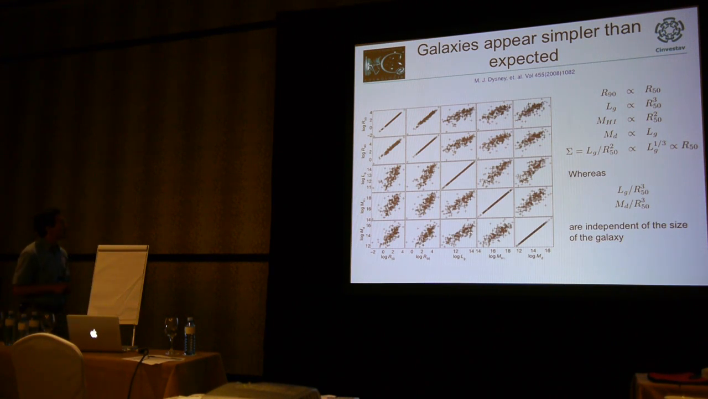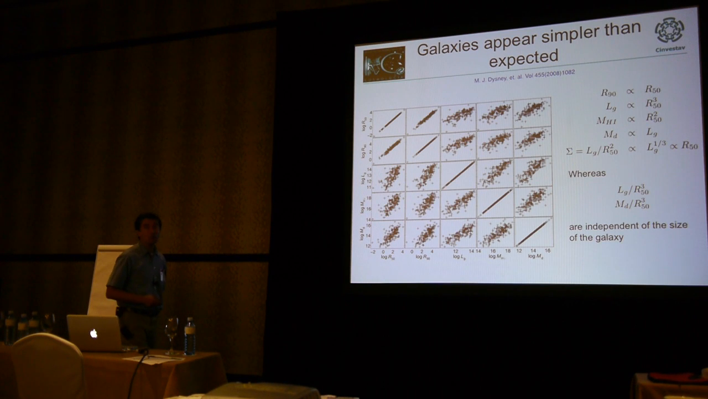Here we see another result, from Disney. Disney took about 300 galaxies, all of them in different clusters, and he compared the different parameters of the galaxies, for example, the radius containing 90% of the mass with the radius containing 50% of the mass, or the luminosity, or the mass obtained by hydrogen, or the dynamical mass, and so on. All of them are correlated.